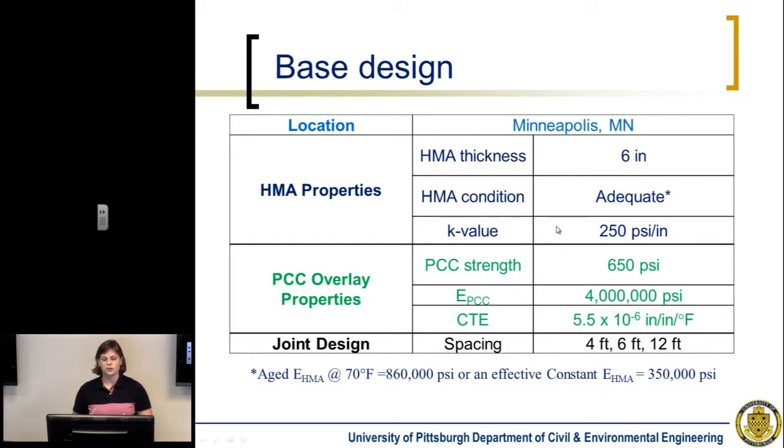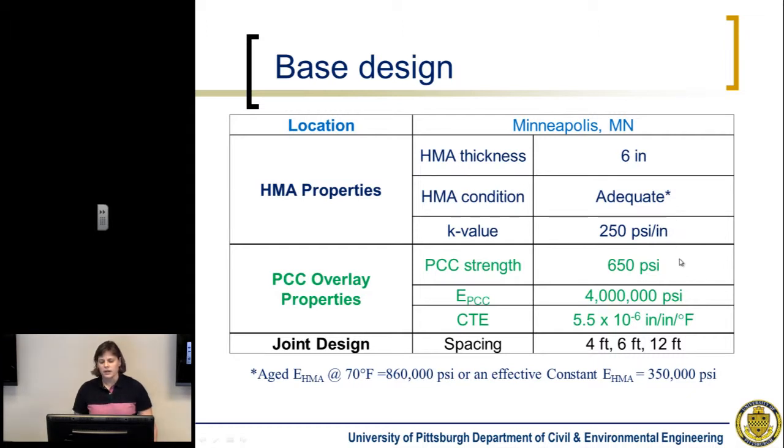We're going to establish a base design, and then we'll vary these inputs from these base values. So we're assuming that this overlay is constructed in Minneapolis, Minnesota. The asphalt thickness after milling, just prior to the placement of the overlay, will be 6 inches. The HMA condition is adequate, so you have about 0 to 10% fatigue cracking.